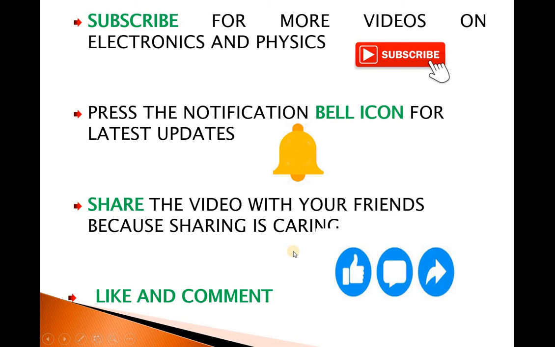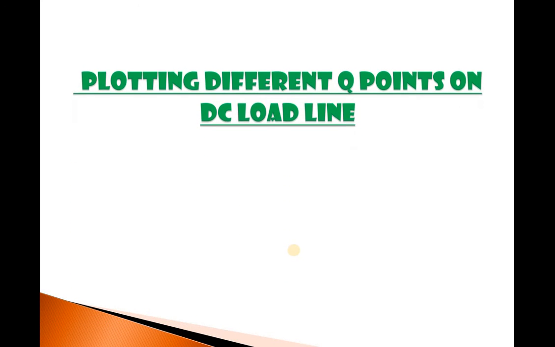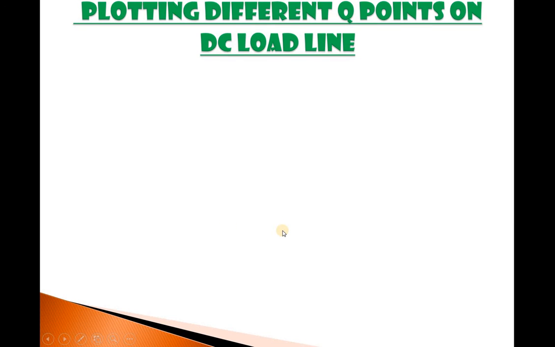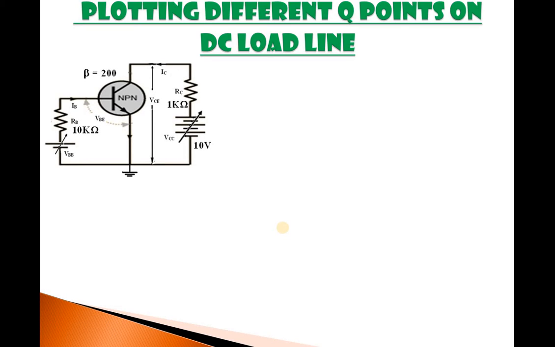Let me start my topic today. As I said, first I'll show you different Q points on the DC load line. This is the circuit we used in the previous chapter for selecting the Q point. You can check the previous videos for the derivation using this circuit. Now, let me use those formulas which I derived in the previous video. For example, case 1: if IB is 10 micro. This is one example I am giving.